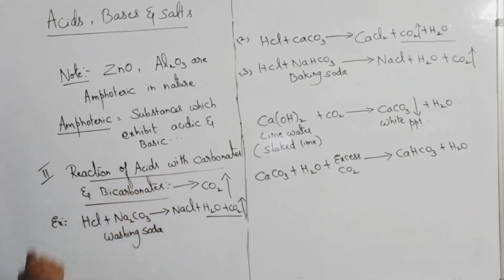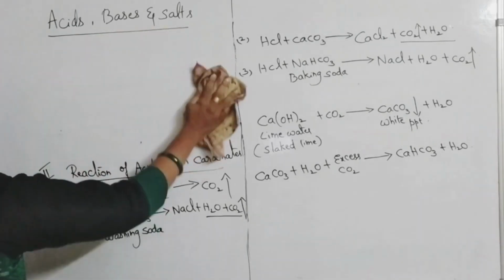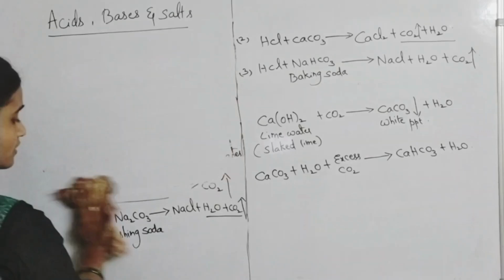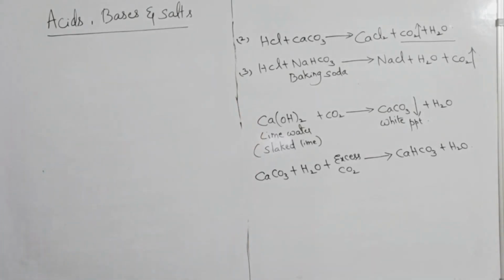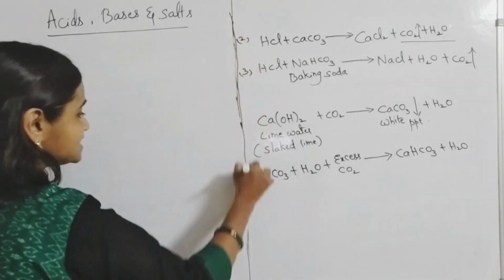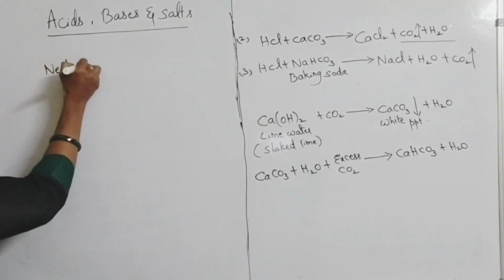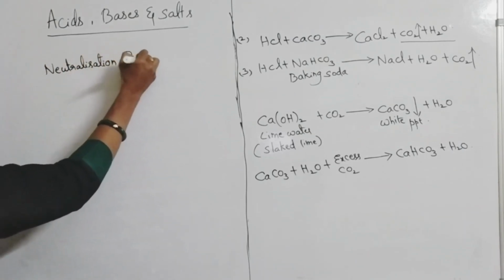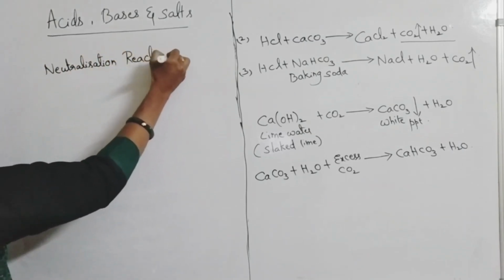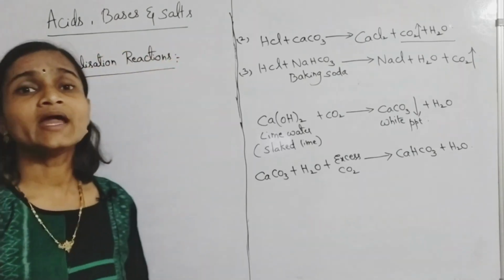Carbonates and bicarbonates. Next, we will move on to the third type of reactivity, which is about neutralization reactions. Acids and bases exhibit neutralization reactions. Now, what are neutralization reactions? Reactions in which acids and bases react with each other to form salt and water.